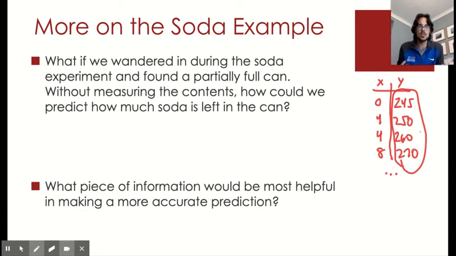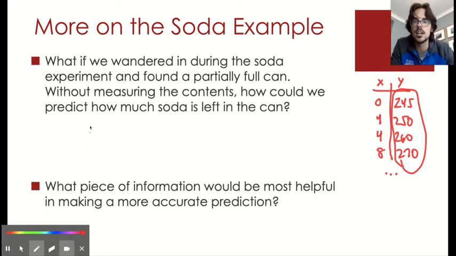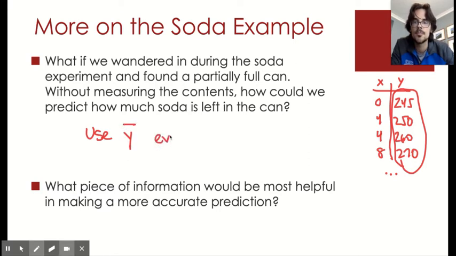If you don't actually know the X value that goes with the cans and you're trying to make a prediction, a line of best fit isn't helpful because you have to be able to plug in X. So what I would do instead is I would just straight up guess the average every single time. So if I did not know how long the cans were tapped for here, I would just use Y bar. So Y bar is the average of your Ys every time.